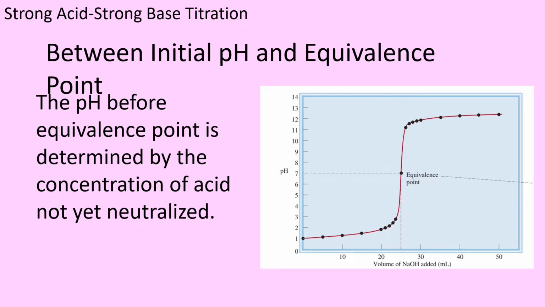And then between initial pH and equivalence point, or let us just simply say before equivalence point. The pH before equivalence point is determined by the concentration of acid not yet neutralized. As you can see from here, our initial pH is 1. As we slowly add sodium hydroxide, we can see that the pH slowly increases at first, and then as it nears the equivalence point, it rapidly increases. So the pH before the equivalence point is determined by the concentration of acid that is not yet neutralized.